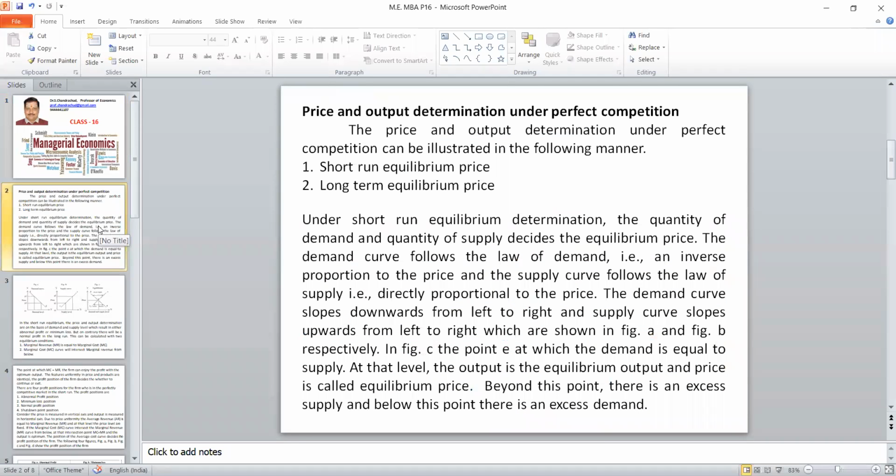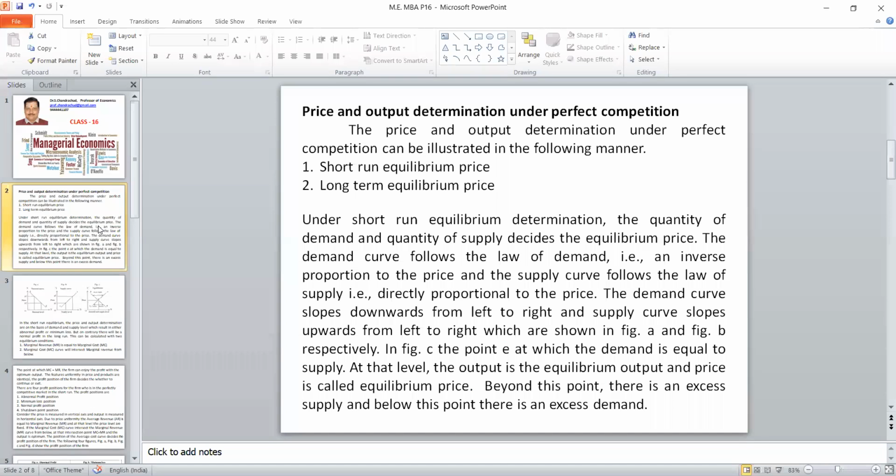Today, what we are going to discuss is price and output determination under perfect competition. This particular topic, you can have a section A question and a section B question. If possible, sometime they may ask in section C as one of the case studies how you determine that particular level of output.